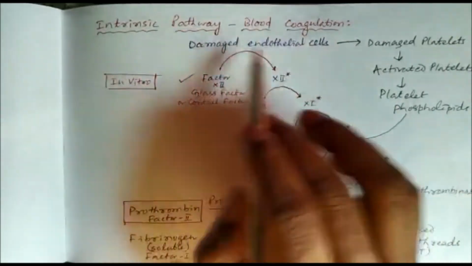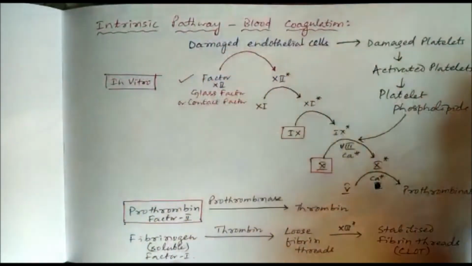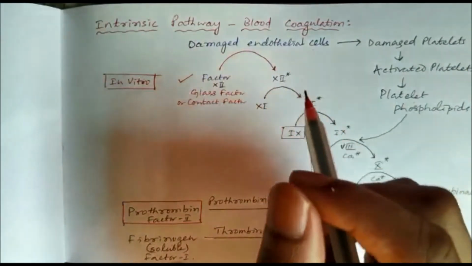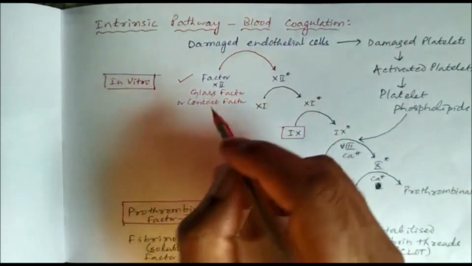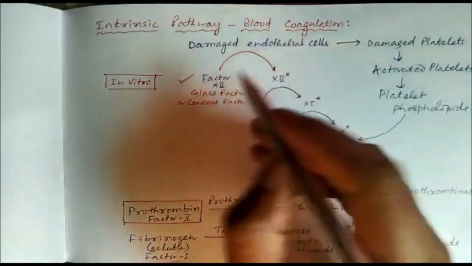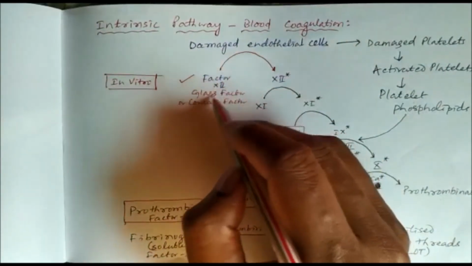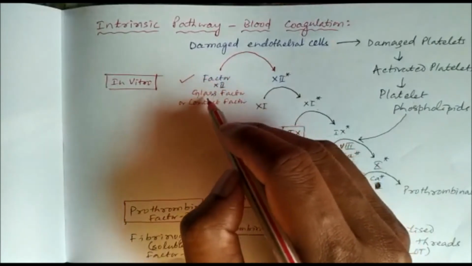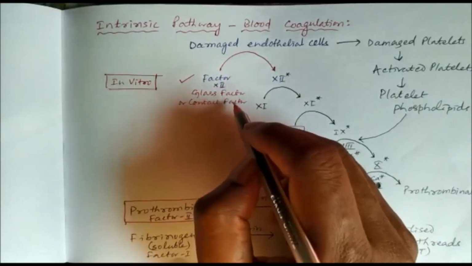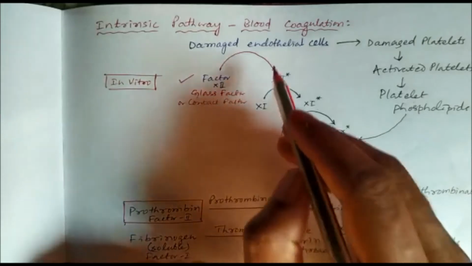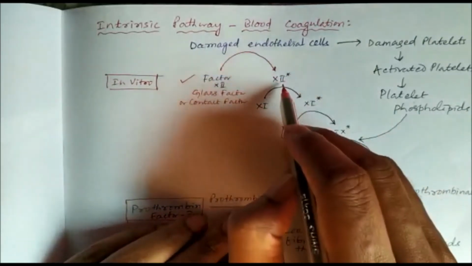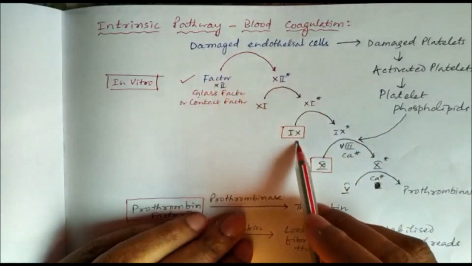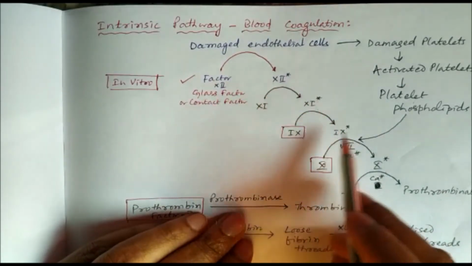But this pathway can also be activated outside our body. If we take some blood in a glass tube, then it can be activated, because in the glass tube also factor 12 is activated. So this factor is also called glass factor or contact factor or Hageman factor. Damaged endothelial cells activate factor 12, which activates factor 11, which activates factor 9, which activates factor 10.